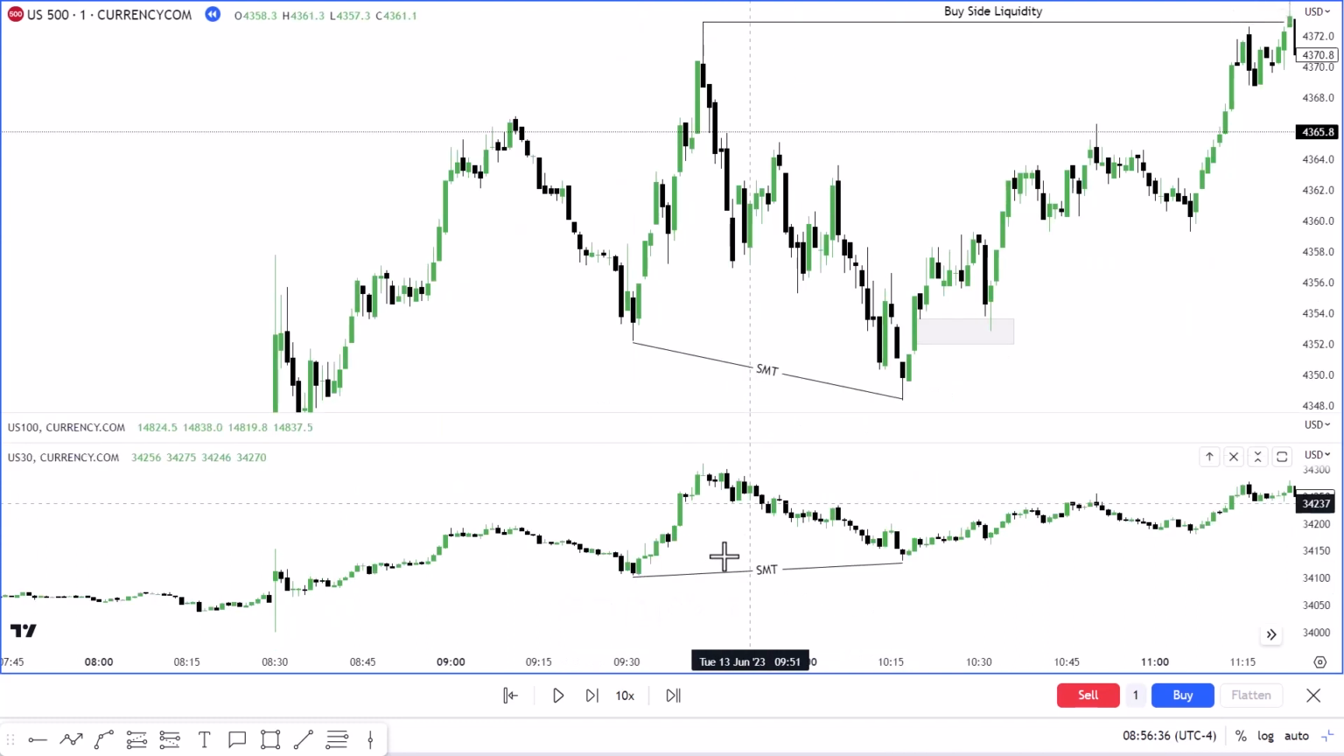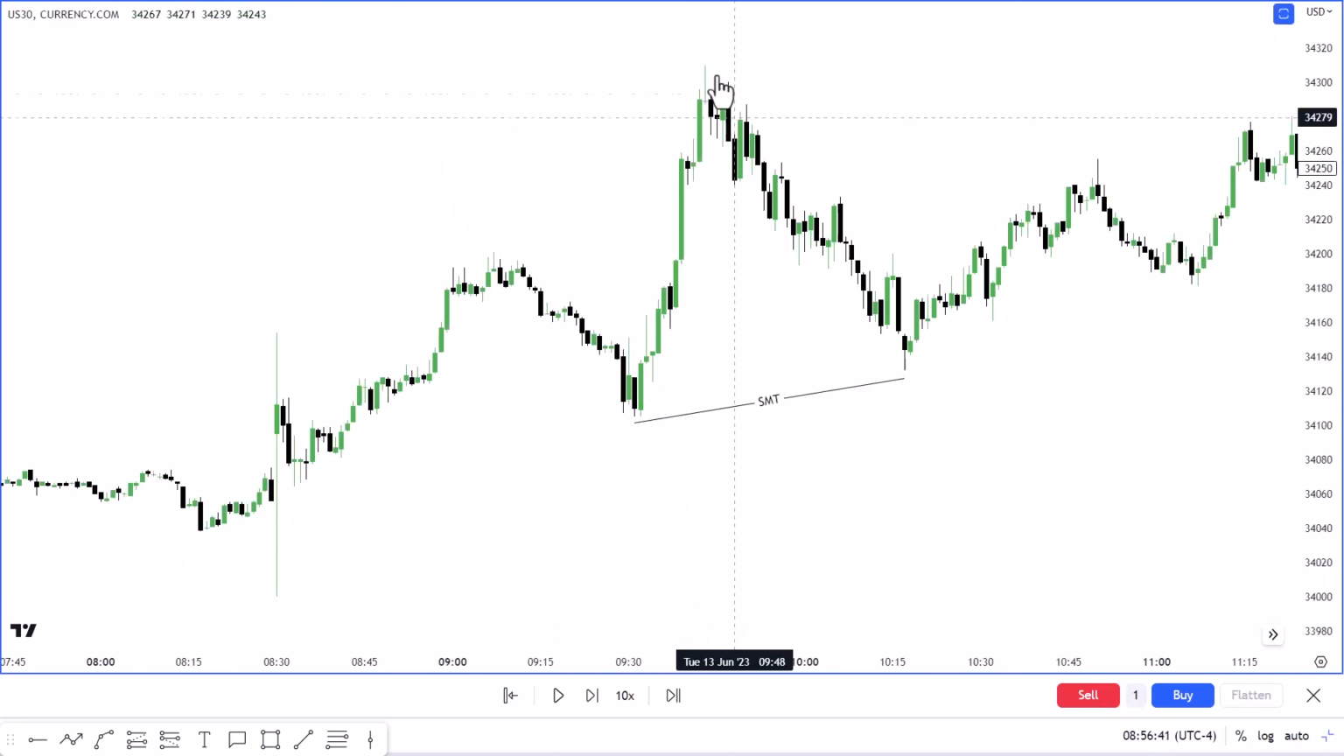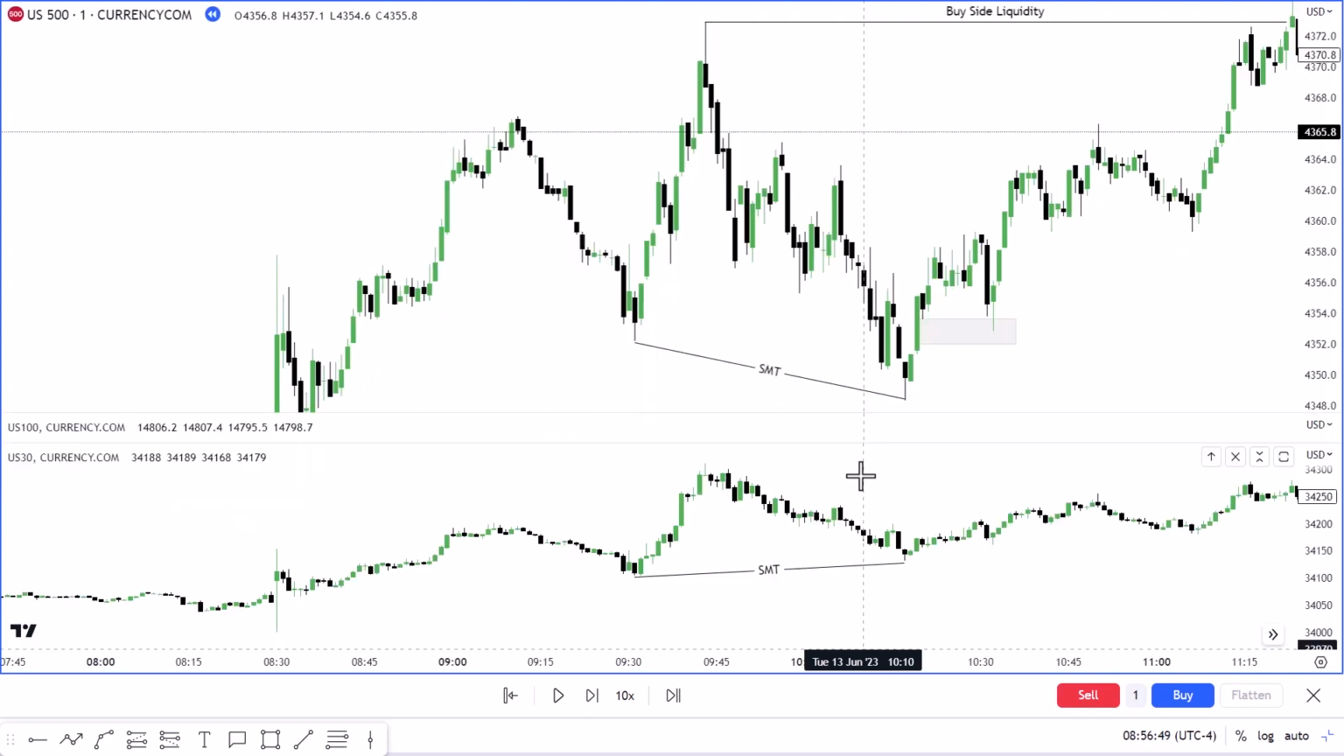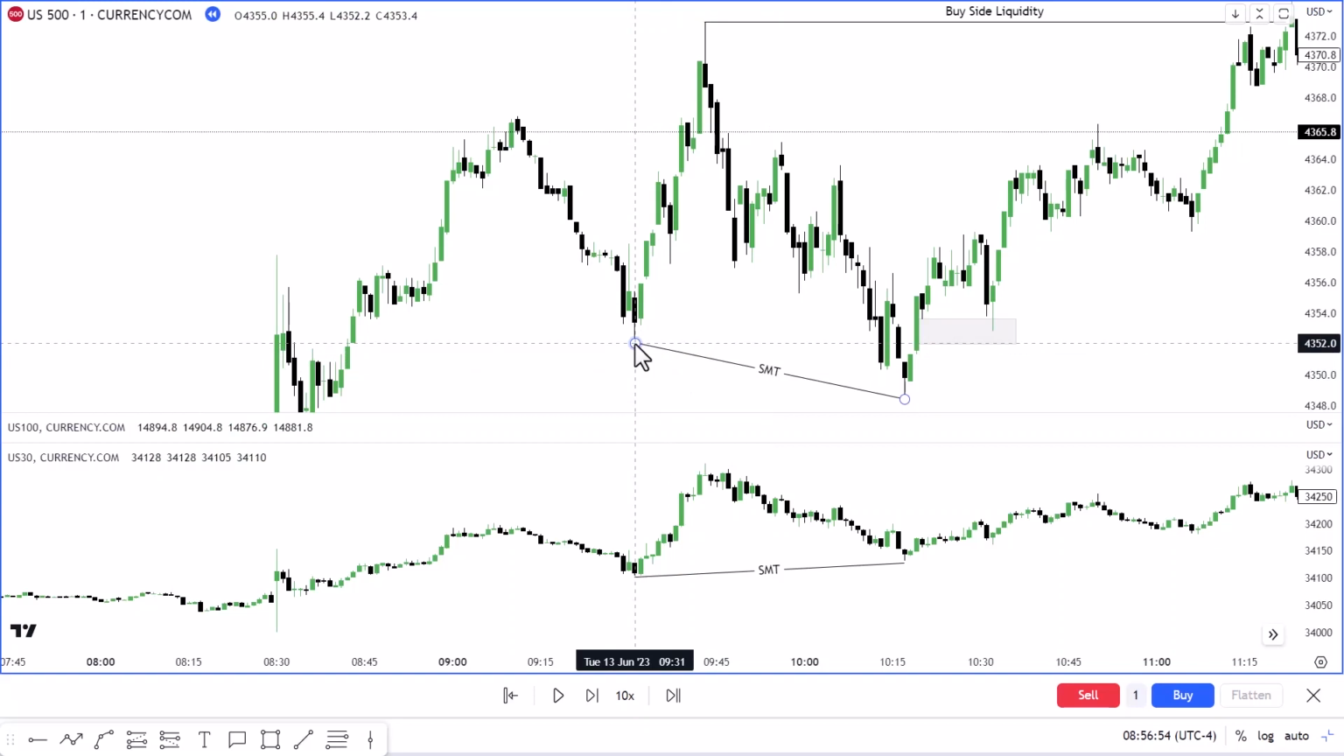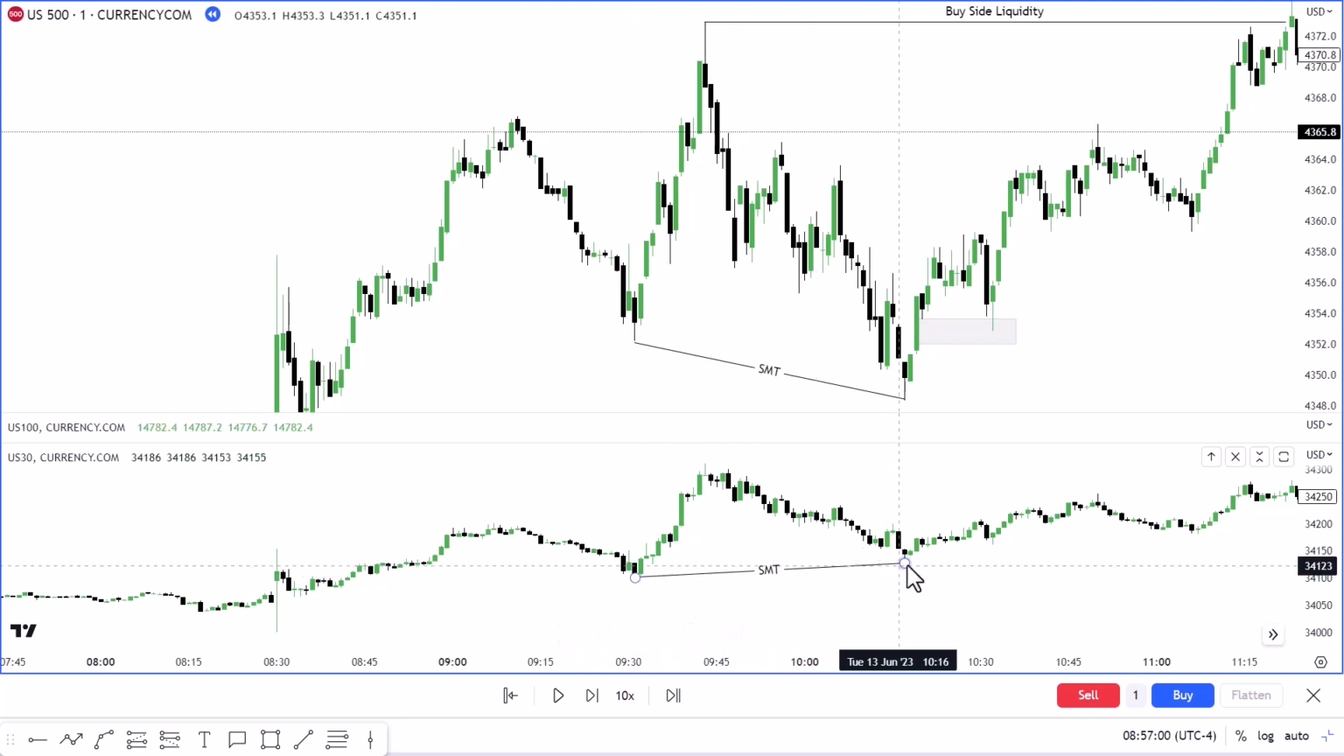How about in US 30? We have a low, a high, and then this low failed to take out this low. I'm going back to US 500. In US 500, this low took out this low. But in US 30, this low didn't take out this low. So we have an SMT divergence here.